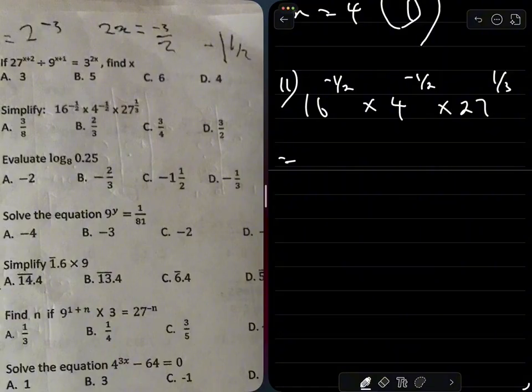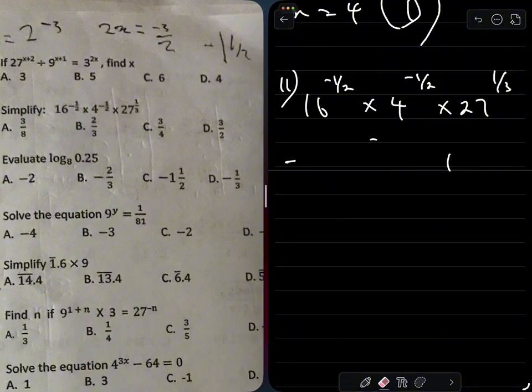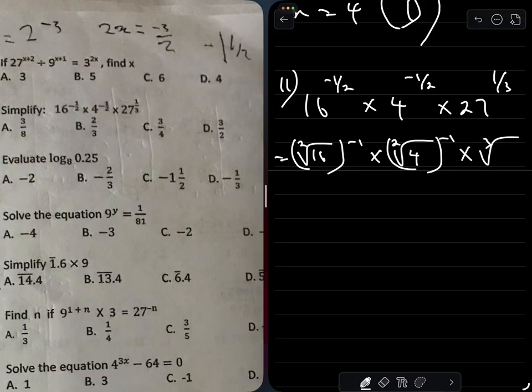Now this means square root of 16 raised to the power minus 1, times square root of 4 raised to the power minus 1, times cube root of 27 raised to the power 1. You know square root, you can put the 2 here. The space will be too small.